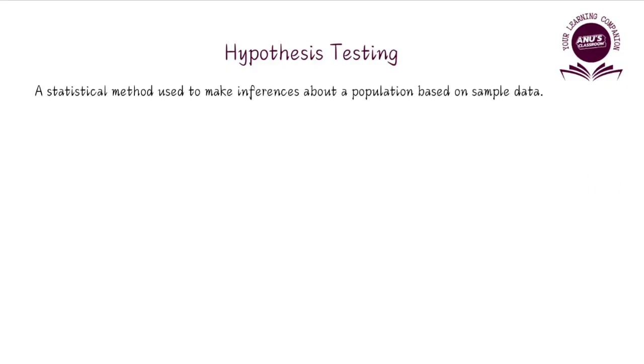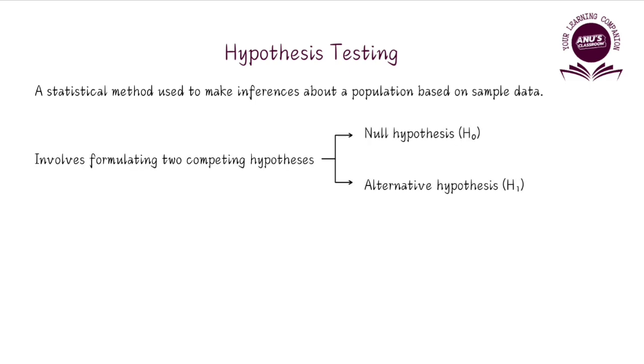Hypothesis testing is a statistical method which is used to make inferences about a particular population, based on sample data. It basically involves formulating two competing hypotheses. One is the null hypothesis, which assumes that there is absolutely no difference or no effect, and the other, on the opposite side, is the alternate hypothesis, which suggests that the null hypothesis is wrong and there is an actual effect or difference. That is the null and alternate hypothesis, a very, very important aspect of hypothesis testing.